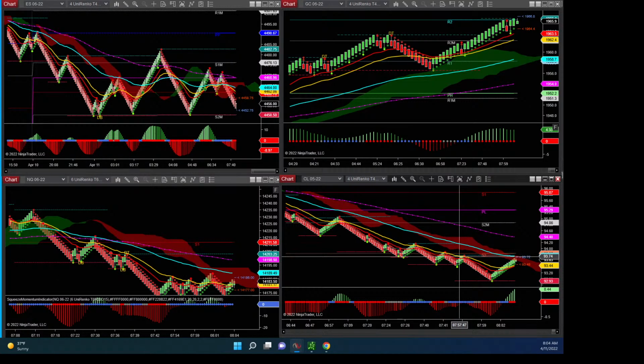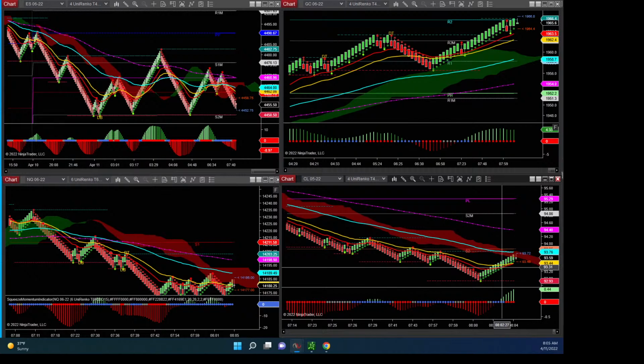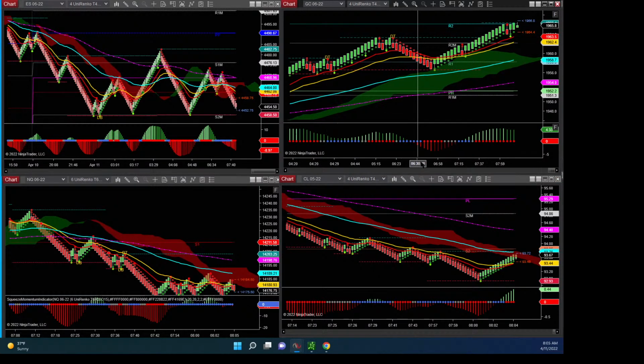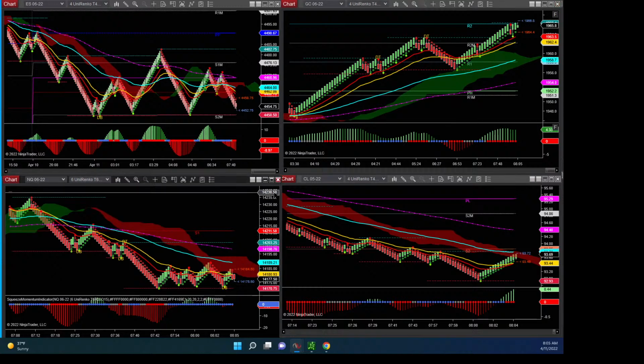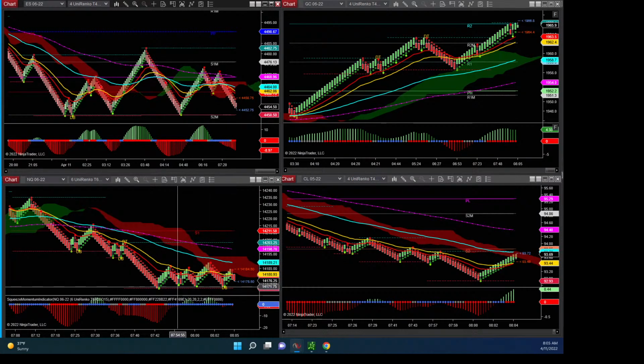Crude now is in the range, moving higher out of this 92 to 93, $93 in the cloud now. And in NQ, there's a range here. Breaking below this one is bearish.